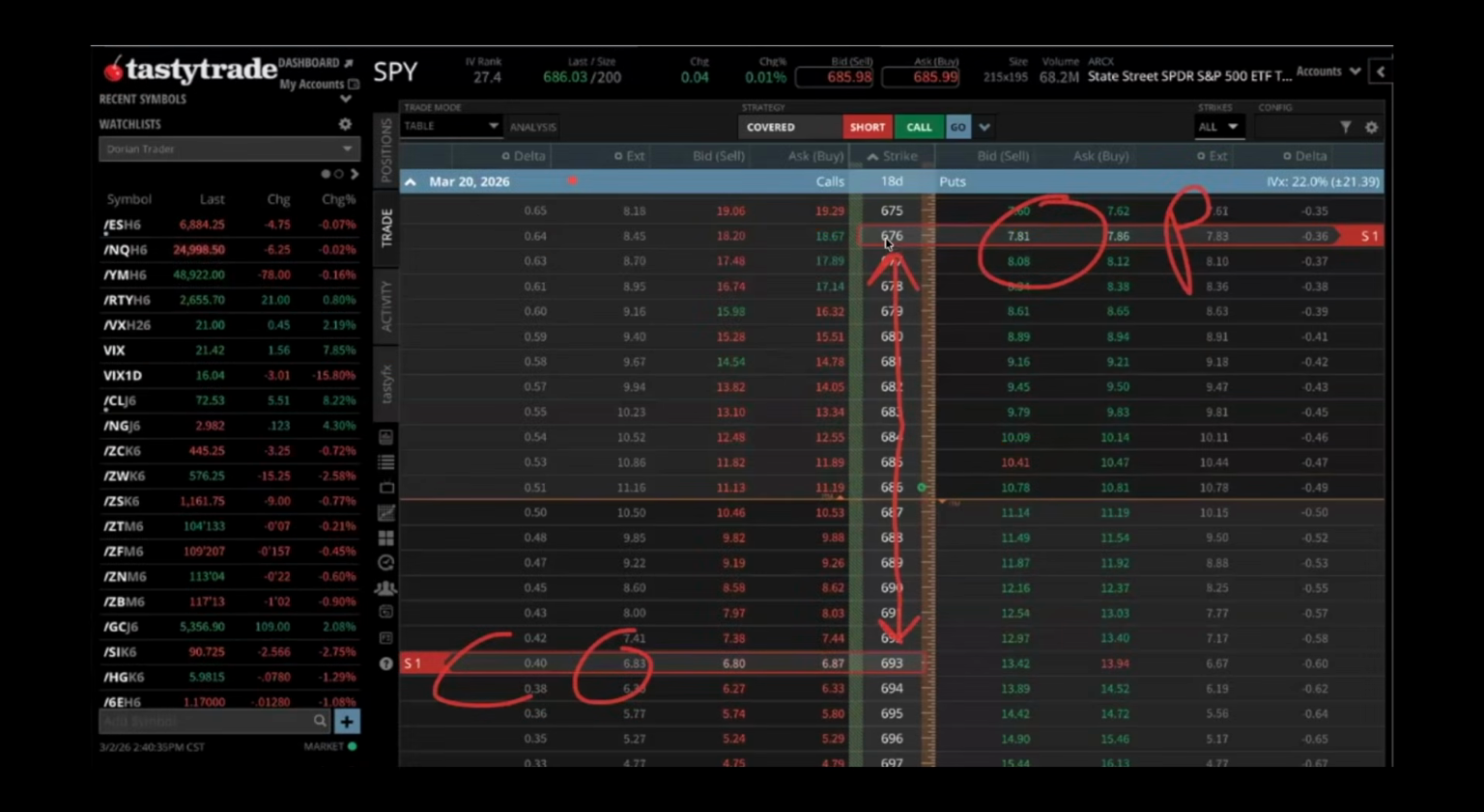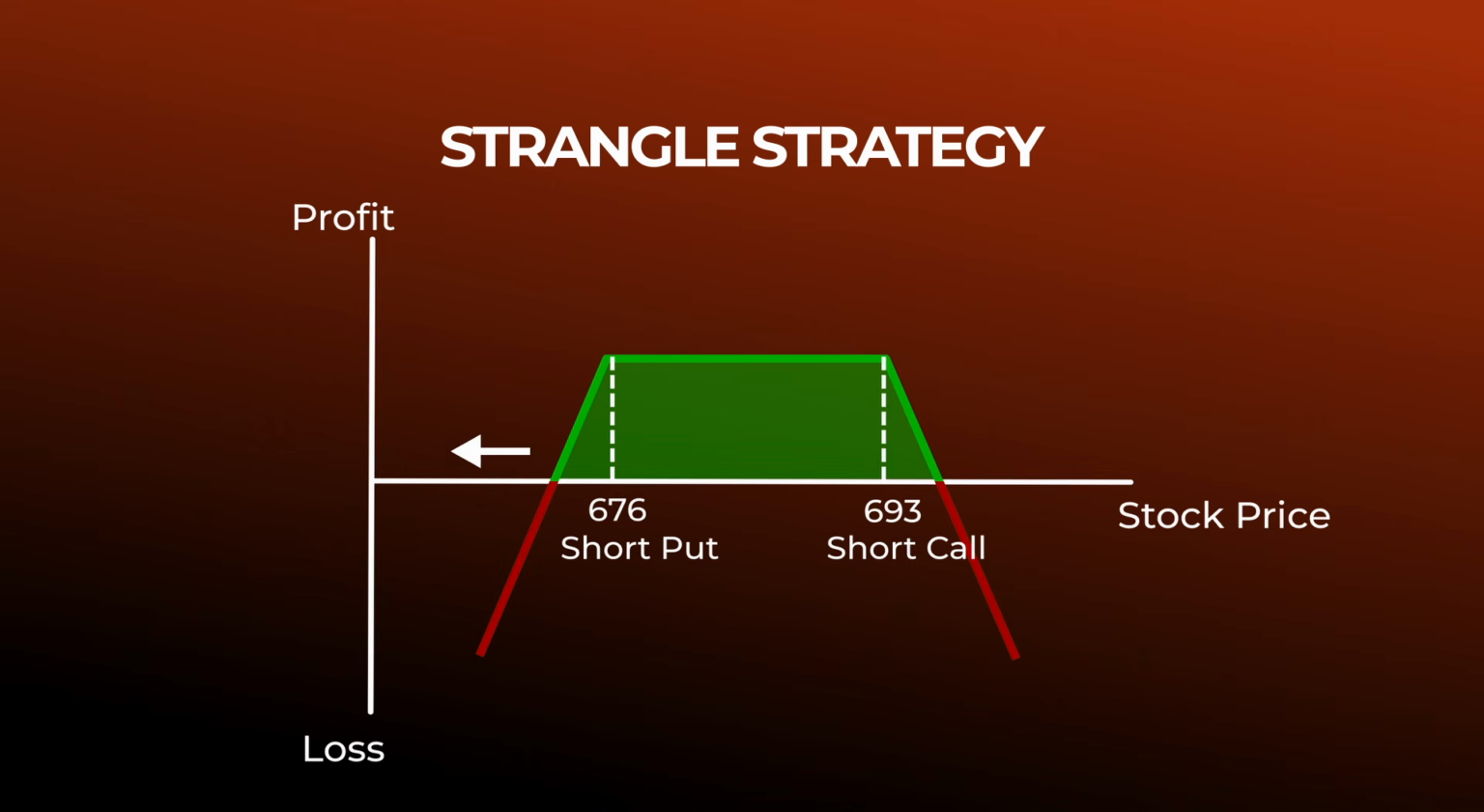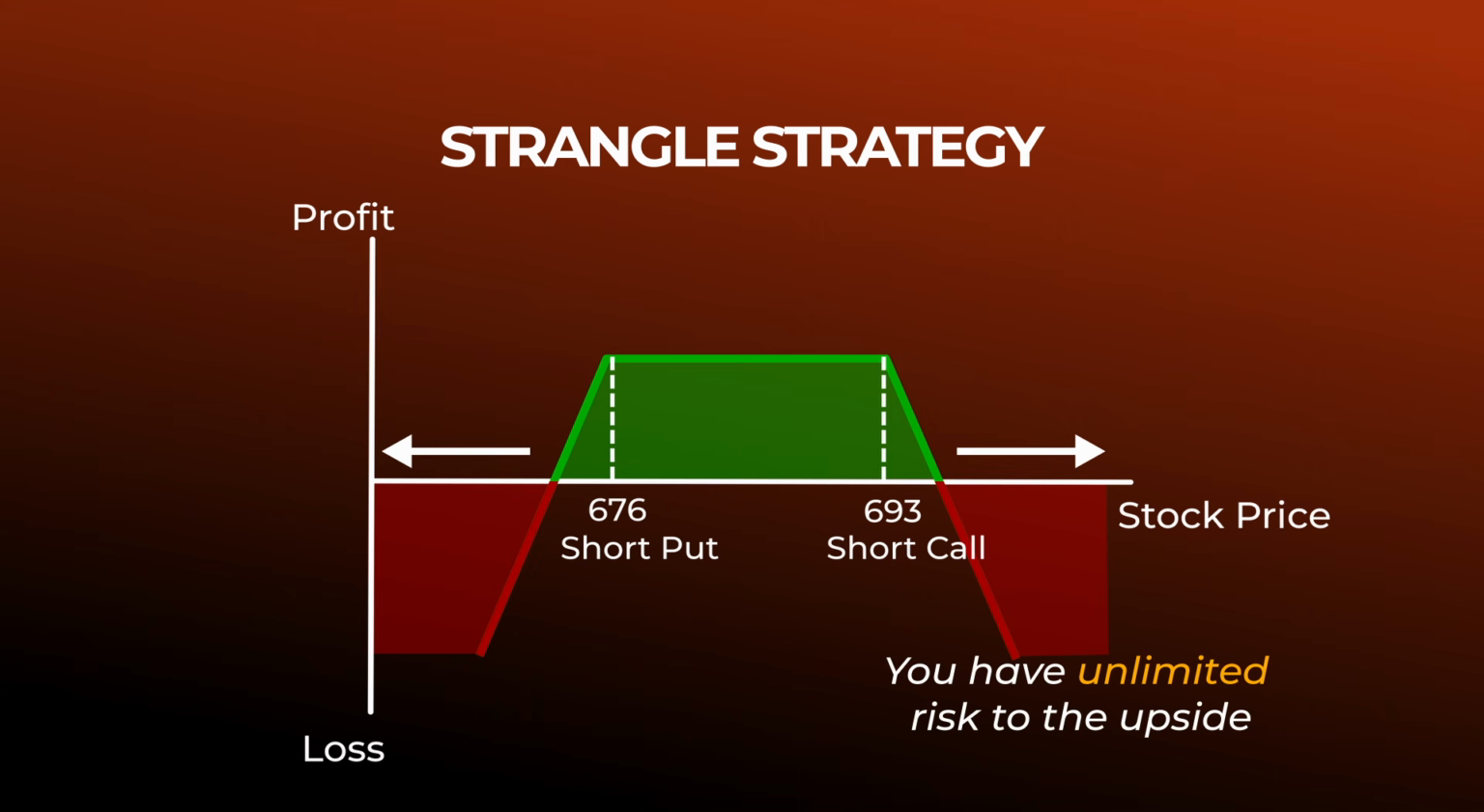You have the short strike here at the 676 put, and you have the short strike at the 693 call here. If it stays in this area, this is your win zone. If it goes down too much, you can lose in this area, and you've got risk all the way to zero. If it goes up too much, you can lose in this area, and you technically have unlimited risk to the upside because of that naked call. Once again, this is a basic strategy with advanced risk, just like the naked call.